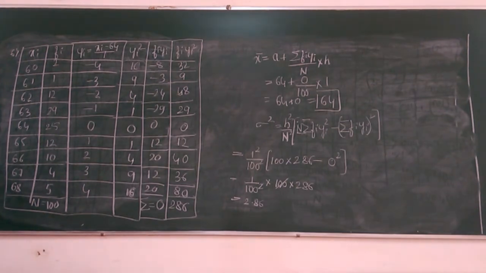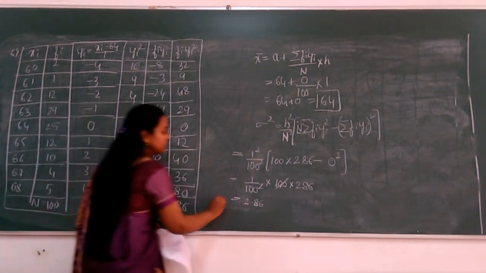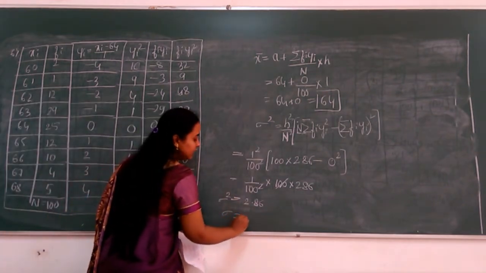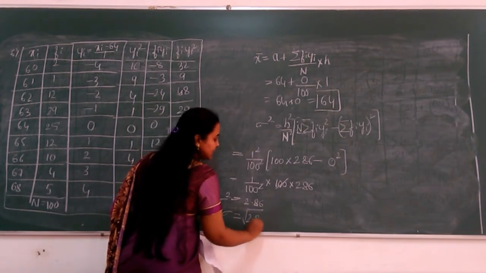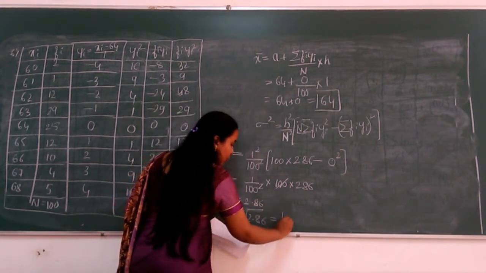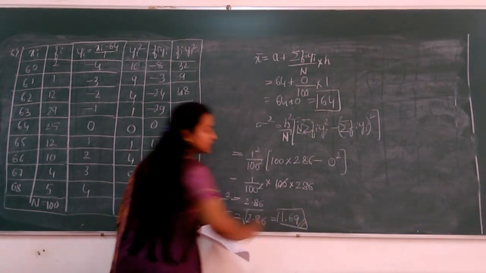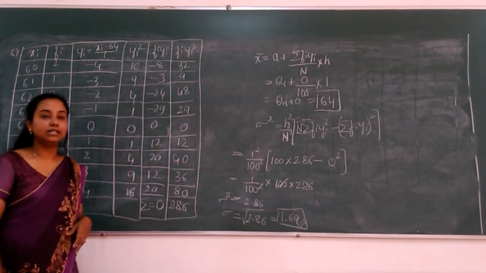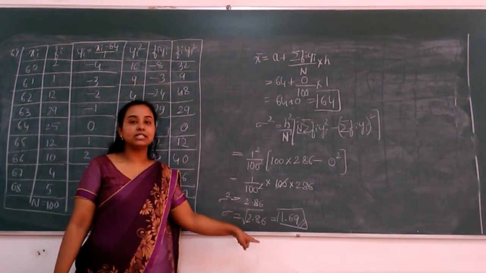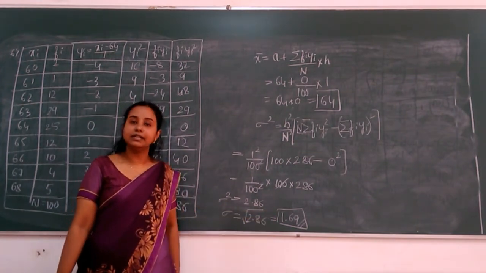And we don't want only the variance, we also want the standard deviation. So what is the standard deviation? Square root of 2.86, which will be equal to 1.69. Right? So this is nothing but the standard deviation. We know the square root of variance is always the standard deviation.